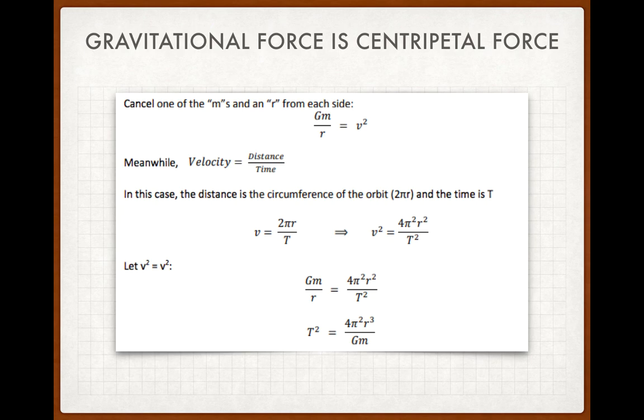However, if we square both sides, and then we know v squared is equal to GM over r, we get GM over r is equal to 4 pi squared r squared over T squared. And then when you cross multiply, you get this formula: T squared equals 4 pi squared r cubed over GM. That is called Kepler's law, or more correctly Kepler's third law, and it shows there's a relationship between the period and the radius of the circular path for a satellite. And the relationship is T squared is proportional to r cubed.